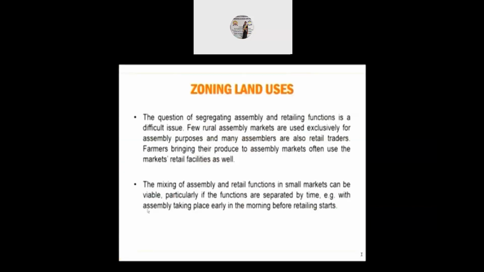The mixing of assembly and retailing functions in a small market can be viable, particularly if the functions are separated by time. For example, with the assembly taking place early in the morning before retailing starts. So we need to understand what time the goods are going to come in and what is going to happen from the time the goods come in to the time people are going to come inside the market.